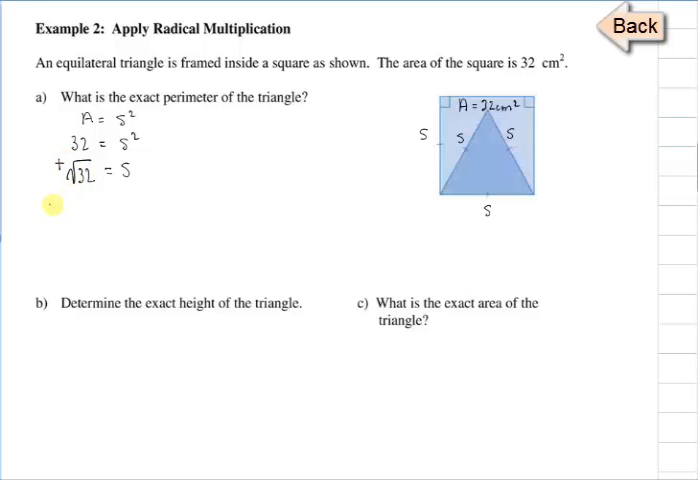Alright, so we're going to simplify our square root of 32. We know that the largest perfect square that fits into 32 is 16, so we're going to go 16 times 2, that will give us our 32, that's equal to s. The square root of 16 is 4, and so when we simplify root 32, we get 4 root 2, and that's what our side length is. And so this is the side length of the square.